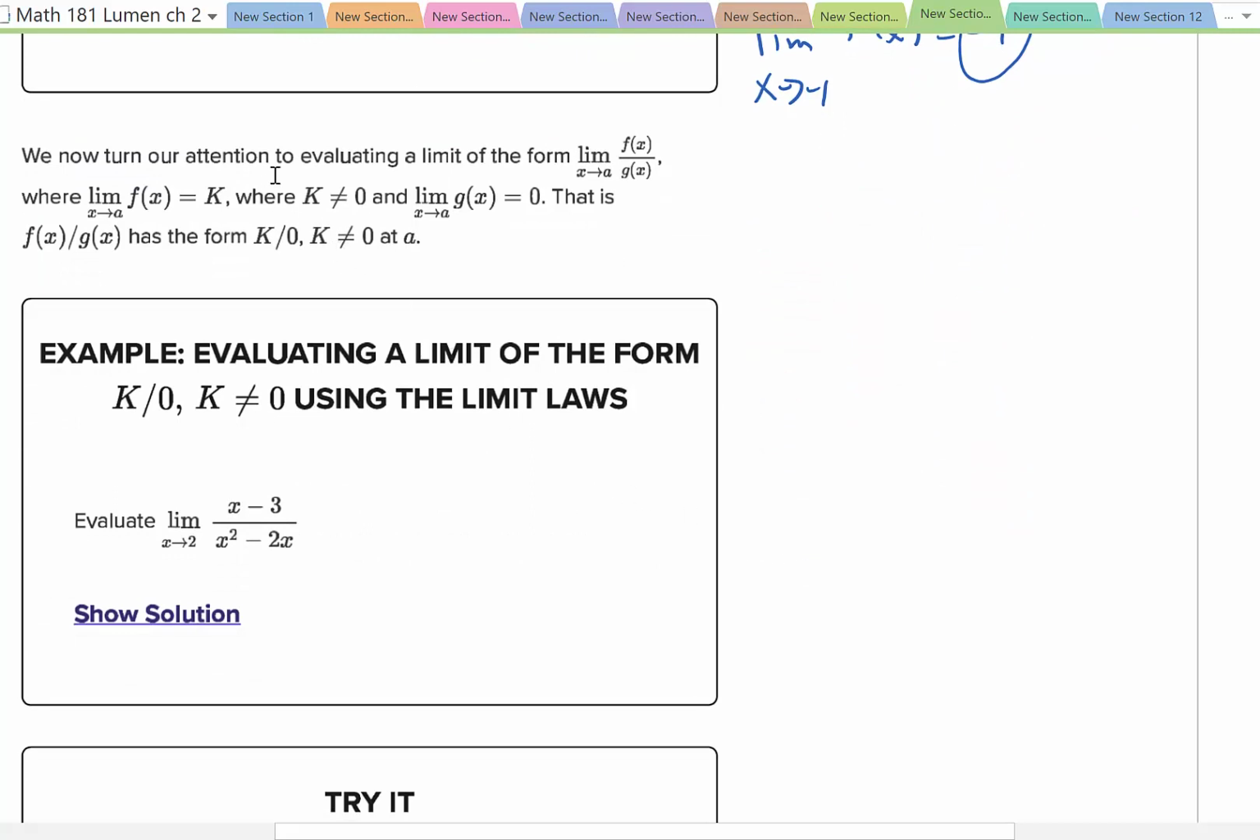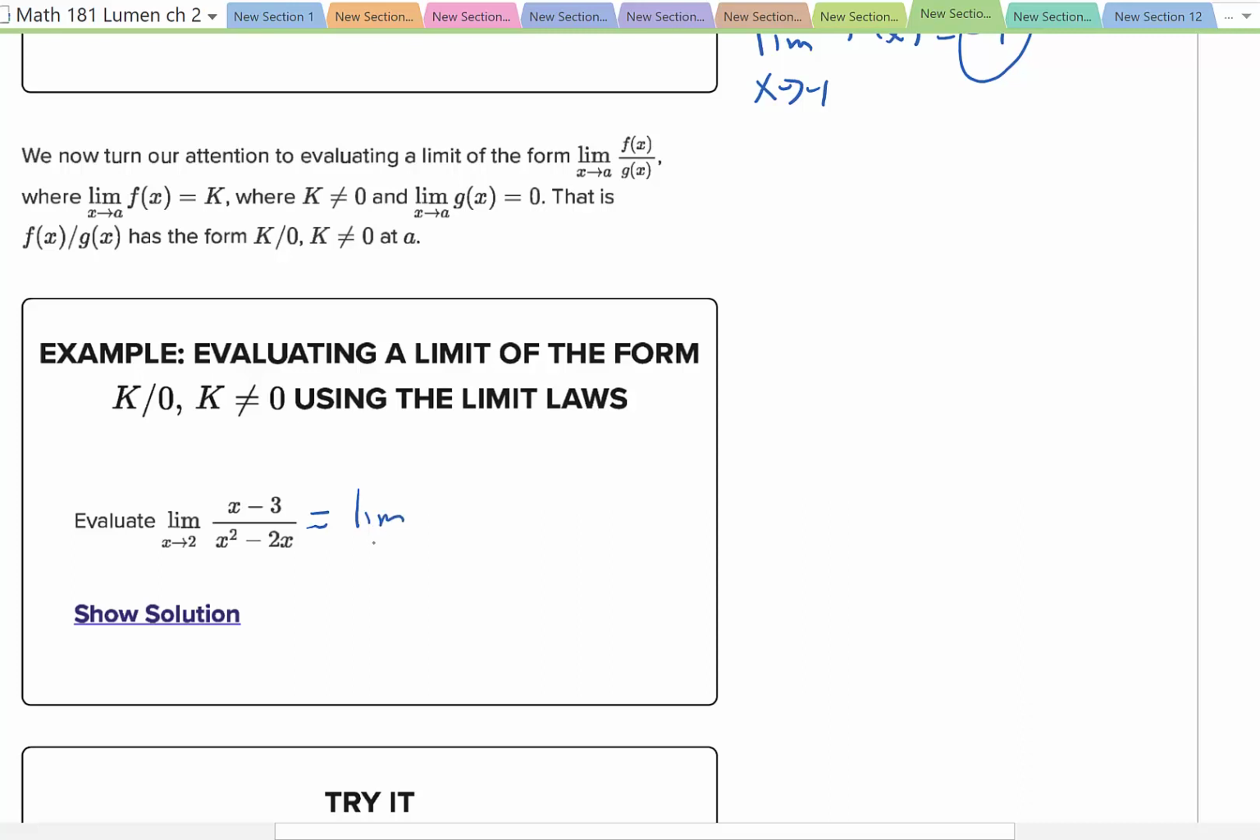So we now turn our attention to evaluating the limit in the form limit of f of x over g of x as x approaches a. With the limit of f of x as x approaches a being k, and k is not 0, and the limit of g of x as x approaches a being 0, then we have something in the form k over 0. For the next one, if you look at that right off the bat, it looks like we're going to have a number over 0. But let's look at this the following way.